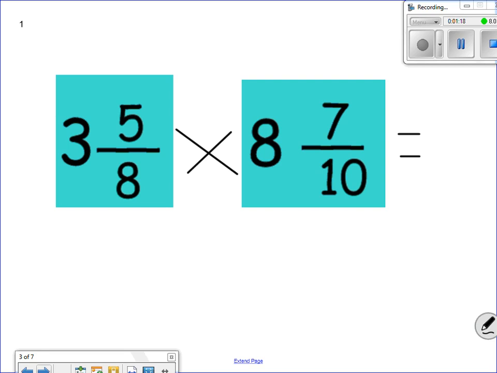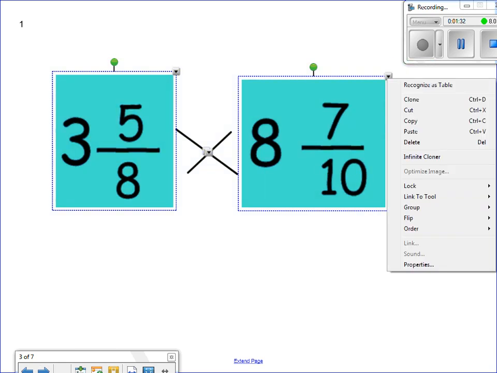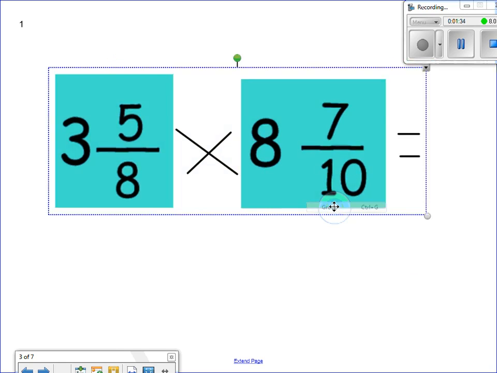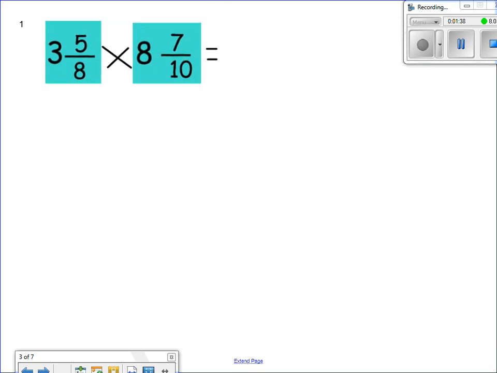This is what I mean by that. Let's say we have this problem, 3 and 5/8 times 8 and 7/10. Some of you are going to want to do this mentally, and I'm going to show you what not to do first, okay? And this is very, very important because some of you love doing things mentally, which is excellent, but sometimes it can get you into some trouble, okay?